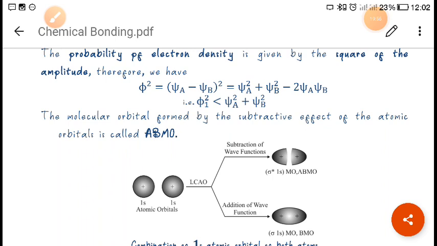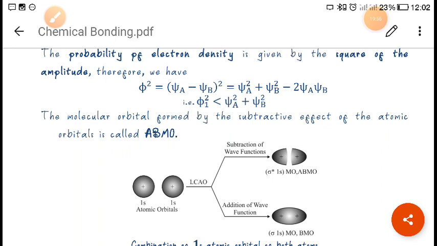Now it will shield the two nuclei from mutual repulsion and hold them at a definite distance, which is equal to the bond length. Due to the increase in the attraction between the two atoms, the energy of the system will decrease. So that is why we have seen that the bonding molecular orbital is a low energy orbital, right?